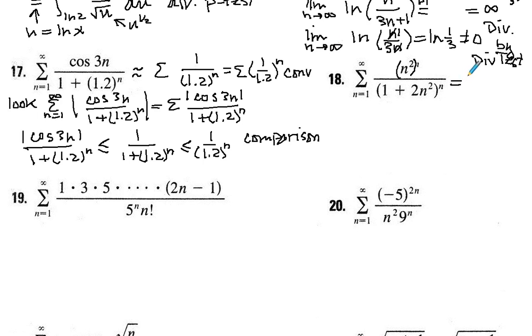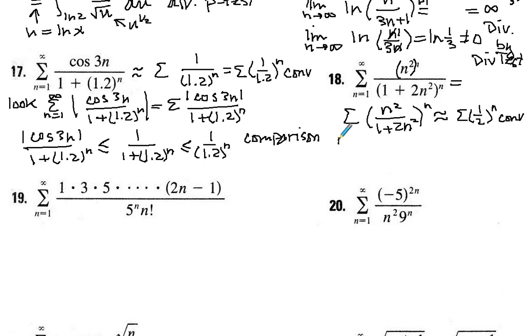This is equal to the sum of, these are both n powers, so we can put them inside the same nth power. So n squared on the top, and then 1 plus 2n squared on the bottom, all to the nth power. And that is approximately equal to the dominant terms on the inside. n squared over 2n squared, the n squareds will cancel. You have 1/2. So this looks like the sum of 1/2 to the n in the limit. And this converges.